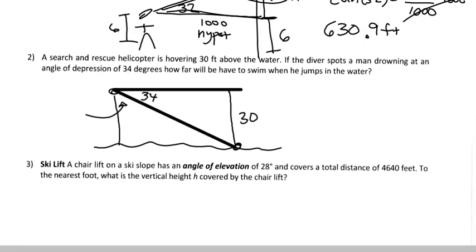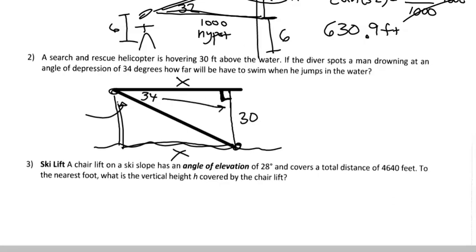It says, how far will he have to swim when he jumps in the water? So if he jumps down into the water and swims across, this is the distance he's going to go, which is the same as that distance right there. So I give a problem just like this one in the homework, except I ask for something else, which makes it so that you're solving for a different side.